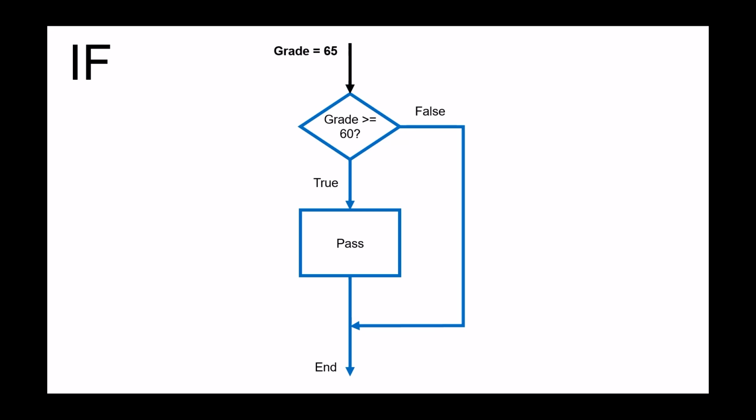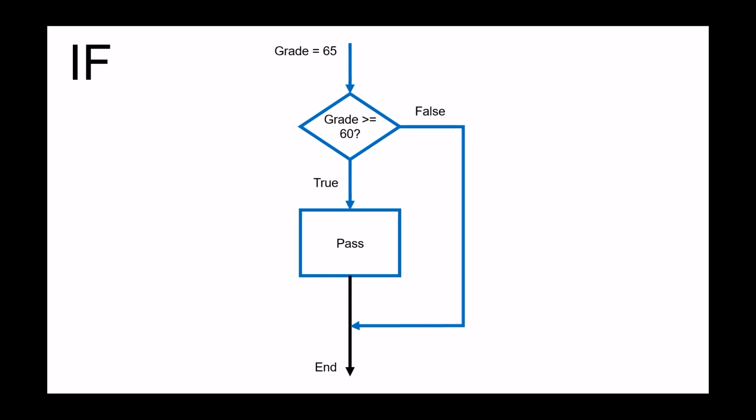So let's say we have a grade of 65, and what we want to know is if we've passed the class. So our grade is greater than or equal to 60, that is true, and so we have passed the class, and the program ends.